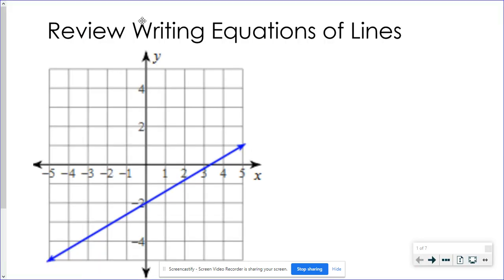Hello again, math students. We're going to have one more day of reviewing writing equations of lines with all the different options that we've looked at in this chapter so far for writing.